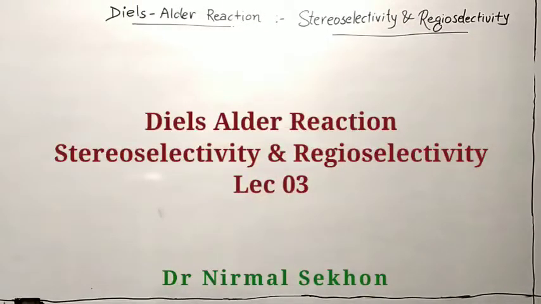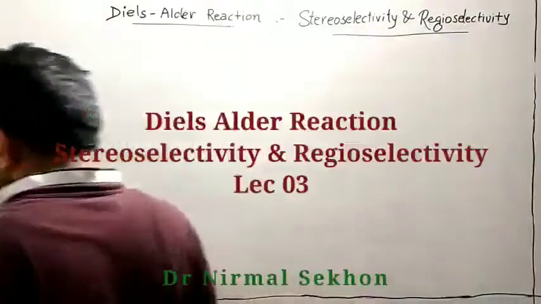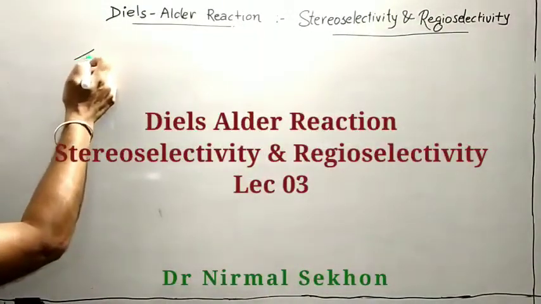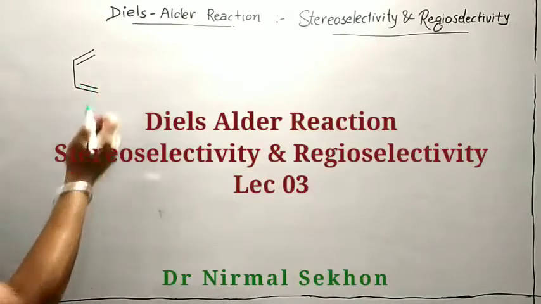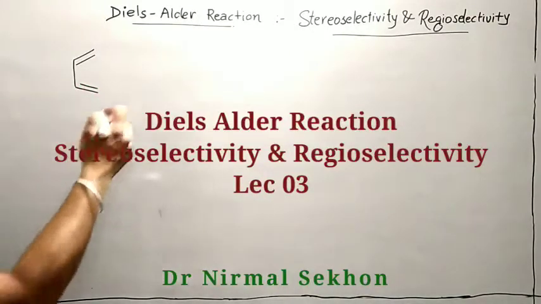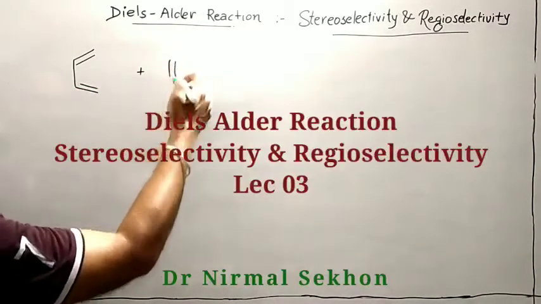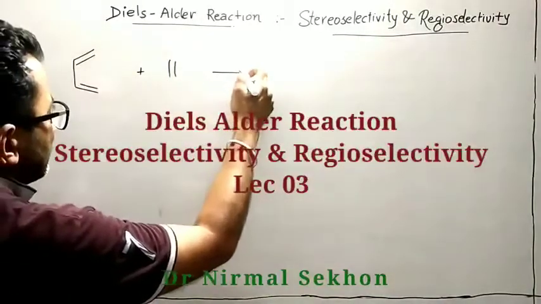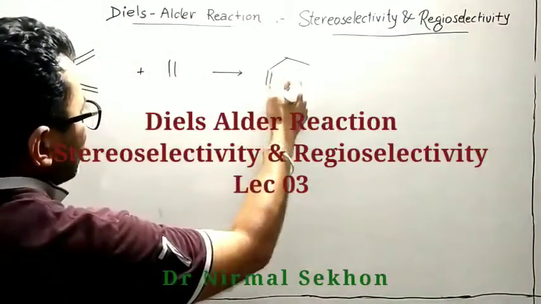So in this lecture we will discuss the orbital picture of the Diels Alder reaction, then some reactions regarding stereoselectivity and regioselectivity. So first of all we will discuss the orbital picture. This is your diene. When it combines with the dienophile, you will get this cyclohexene.